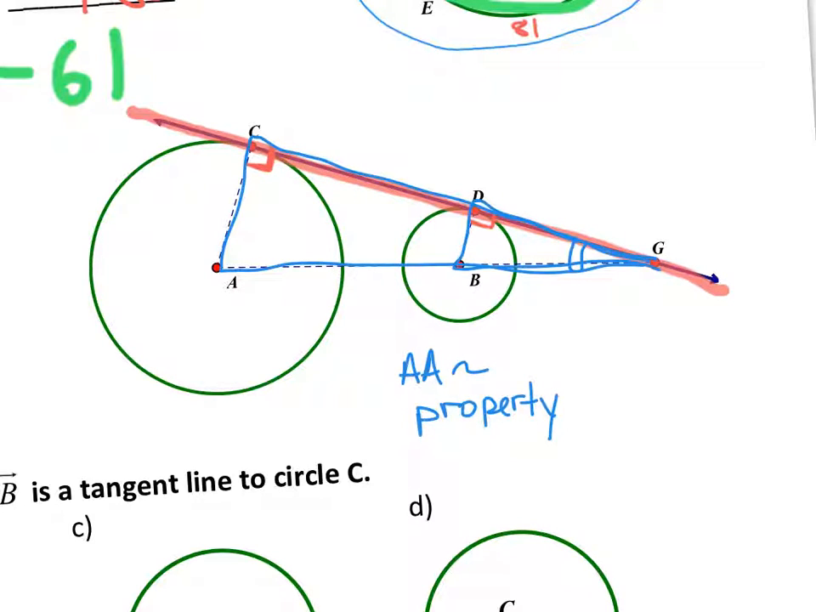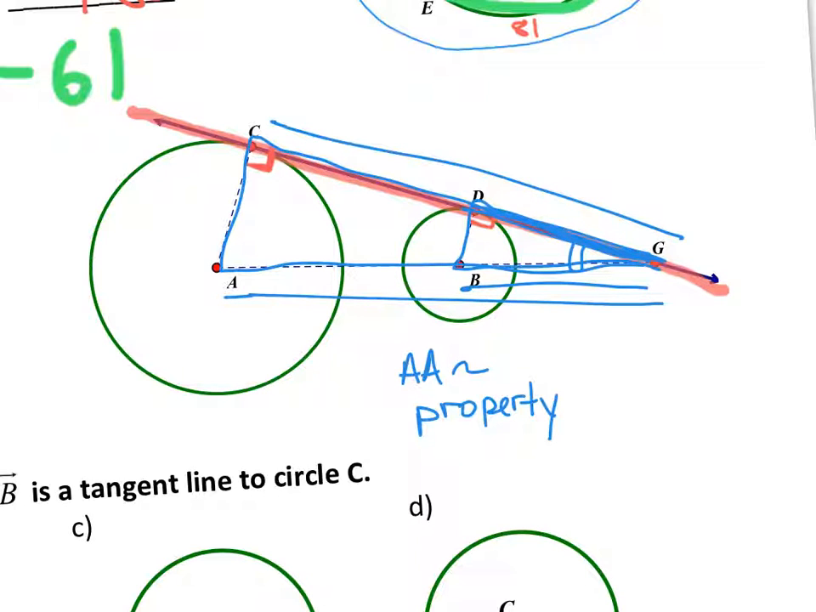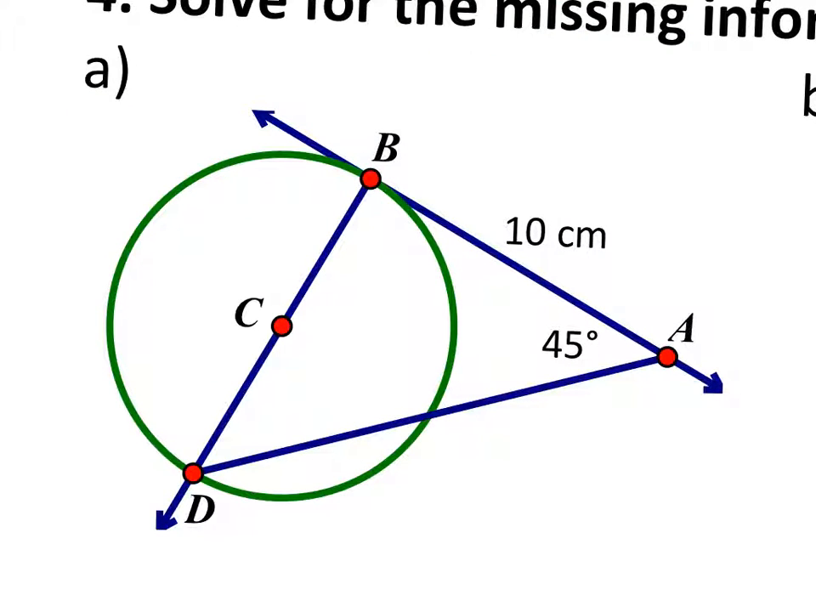And what that implies is that, for instance, side GD over side GC is equal to side GB over GA. We can draw up those proportions. The next problem, we're given that AB is a tangent, so we can automatically draw in that right angle right there. And we're looking for x right here, which is CB.